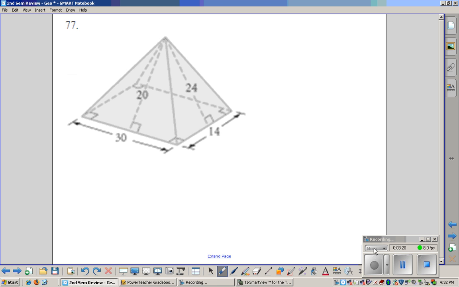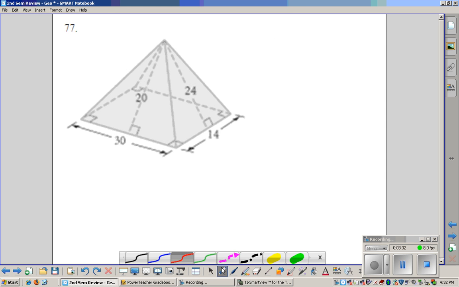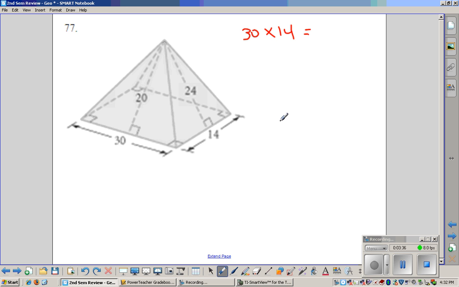Okay, next we have a pyramid. This is a rectangular pyramid, so we have to find the surface area of all the shapes. So let's start off with the rectangular bottom, 30 by 14. We'll get that answer with our calculator in a minute. We also need to find the area of this triangle, which will be 14 for the base and 24 for the height. And we'll need to double that because there's 2 of them. One here, one on the back side.